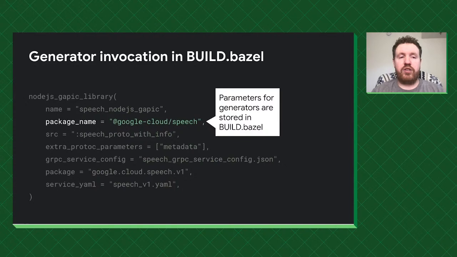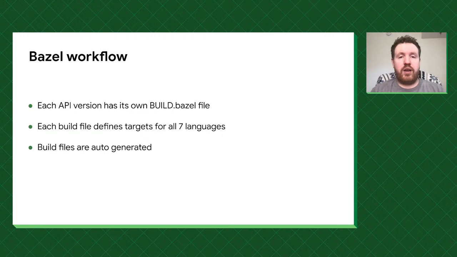Previously, when we used Docker, these parameters were stored in the shell scripts, and now we store all these parameters in the build files. They are the source of truth for all configuration for the generators. So to summarize, at this moment, we have an automatically generated build file for each API, and each build file has targets for all versions.